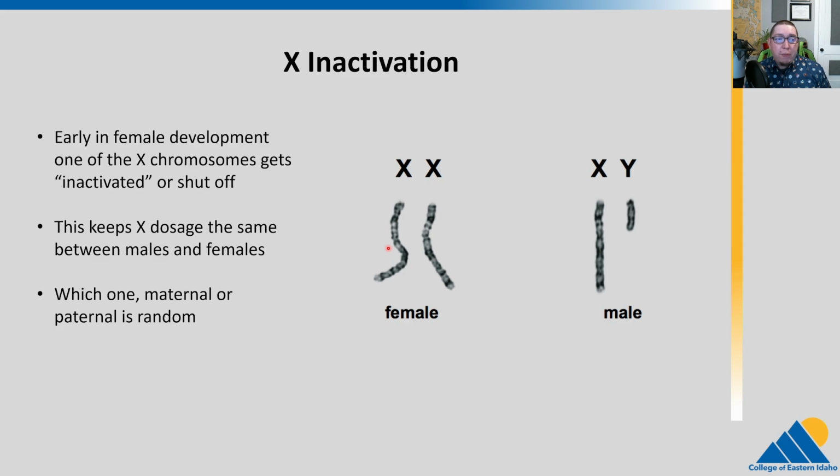Early on in female development, in certain cells, one of the X chromosomes basically gets inactivated or shut off. It winds up and becomes heterochromatin. So which one? It's actually random. Okay, the pattern, is it the maternal one or the paternal one? It's random in different cells. So you can actually get what's called a chimeric phenotype from this.